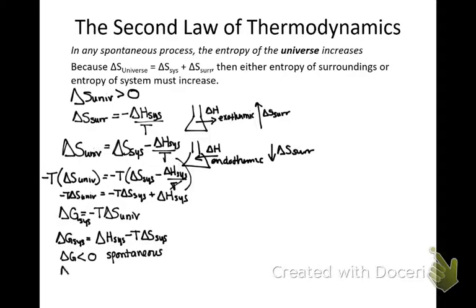And so the opposite is true. If delta G is greater than 0, if it's positive, then that means non-spontaneous, or spontaneous in the opposite direction. And then that also means that if delta G equals 0, that's going to be equilibrium, where equilibrium, as you know, means no net change.